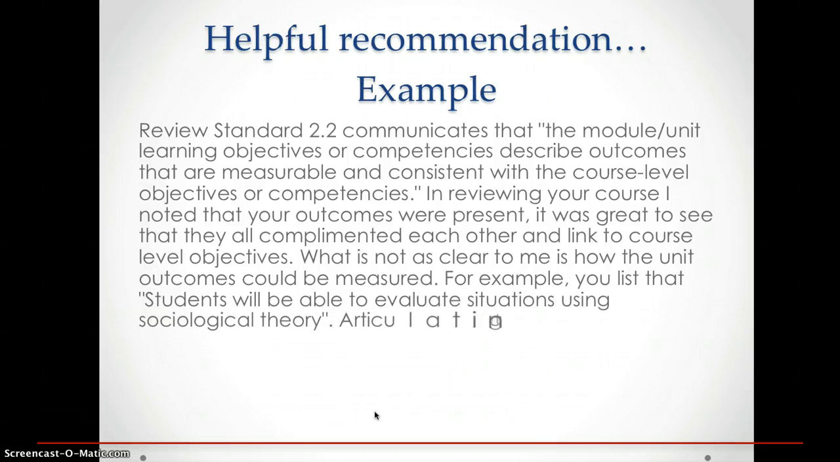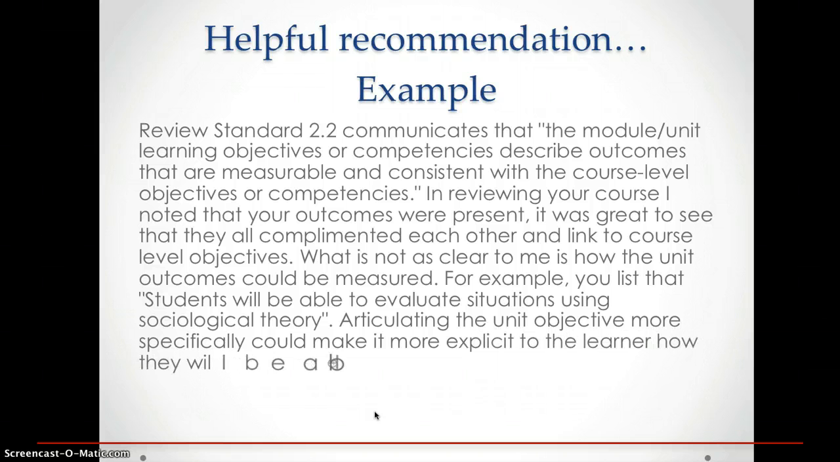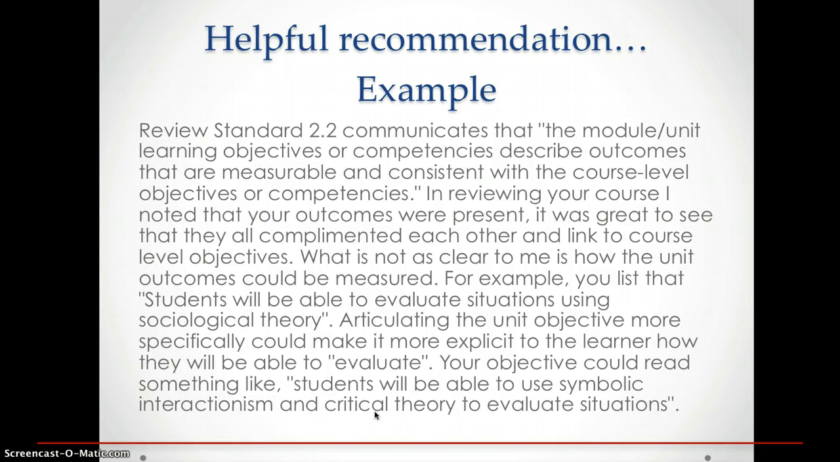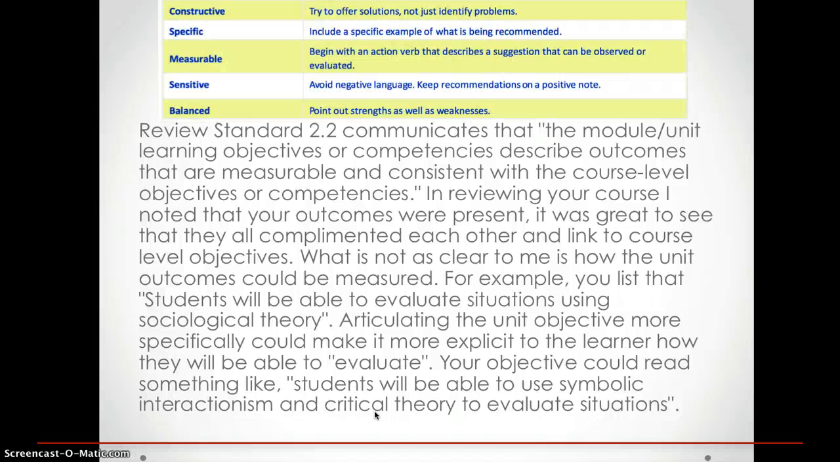What is not as clear to me is how the unit outcomes could be measured. For example, you list that students will be able to evaluate situations using sociological theory. Articulating the unit objective more specifically could make it explicit to your learner how they will be evaluated. Your objective could read something like: students will be able to use symbolic interactionism theory and critical theory to evaluate situations.